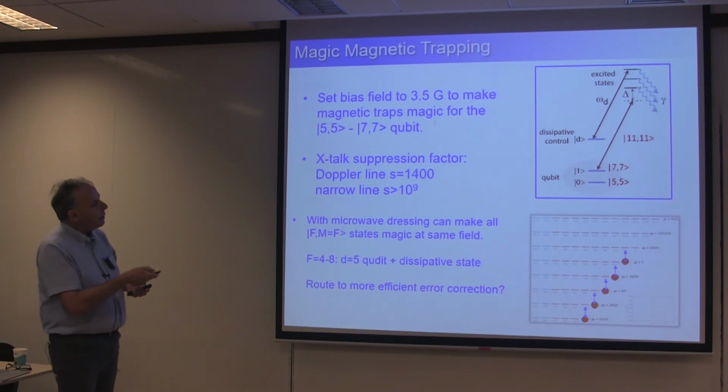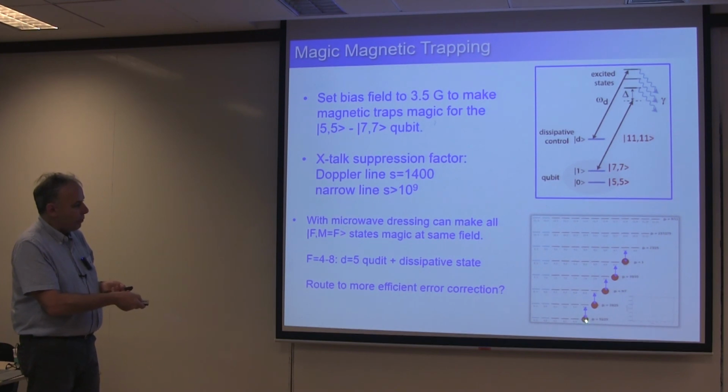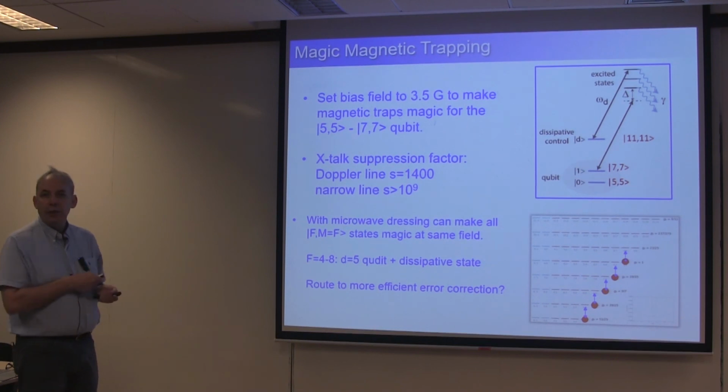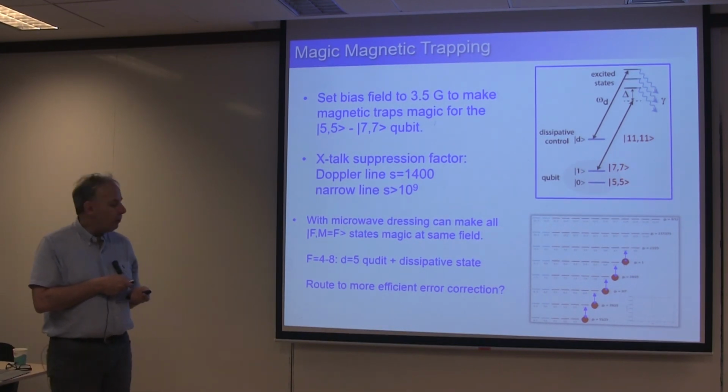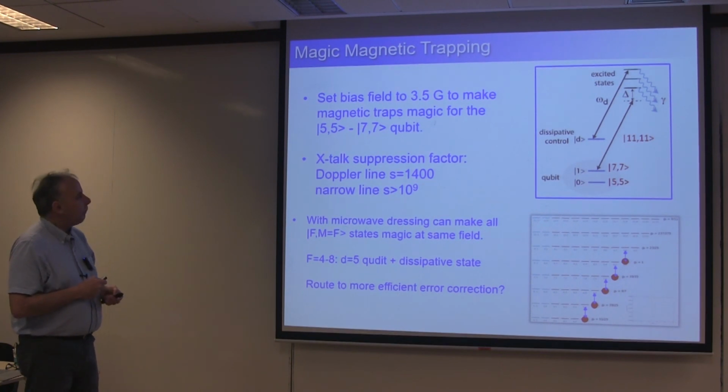And interestingly, we can have this pair of states magic at 3.5 Gauss. If we add microwave dressing fields, we can make all of these states with maximal M for each F be simultaneously magic by microwave dressing them with respect to the next up F level. And so one could think about implementing qudits in this system, which is another plausible approach to making error correction more favorable using these higher dimensional quantum encodings.